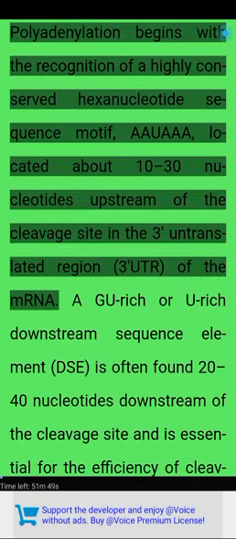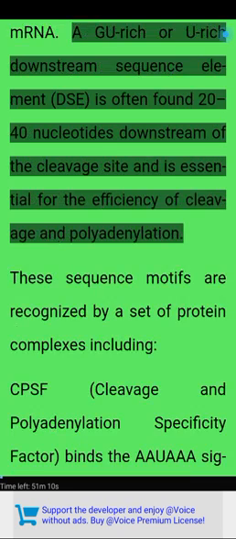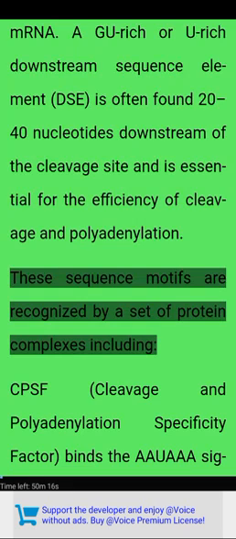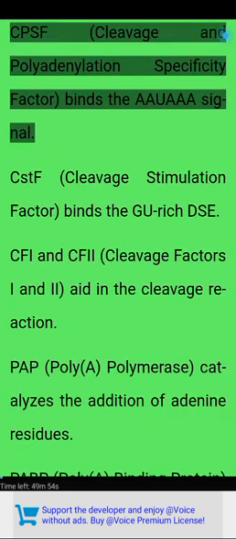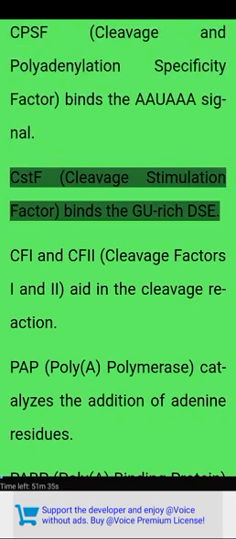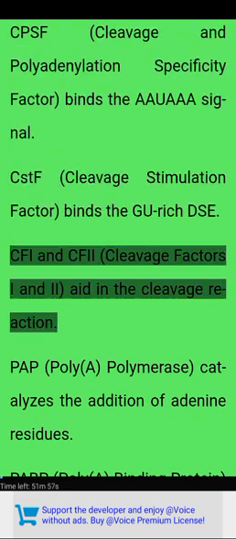Signal for polyadenylation. Polyadenylation begins with the recognition of a highly conserved hexanucleotide sequence motif, AAUAA, located about 10 to 30 nucleotides upstream of the cleavage site in the 3' untranslated region, 3' UTR of the mRNA. A GU-rich or U-rich downstream sequence element, DSE, is often found 20 to 40 nucleotides downstream of the cleavage site and is essential for the efficiency of cleavage and polyadenylation. These sequence motifs are recognized by a set of protein complexes including CPSF, cleavage and polyadenylation specificity factor, which binds the AAUAA signal. CSTF, cleavage stimulation factor, binds the GU-rich DSE. CFI and CFII, cleavage factors I and II, aid in the cleavage reaction.